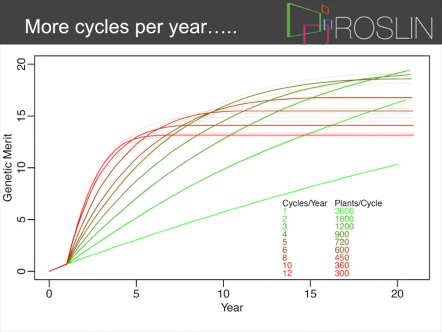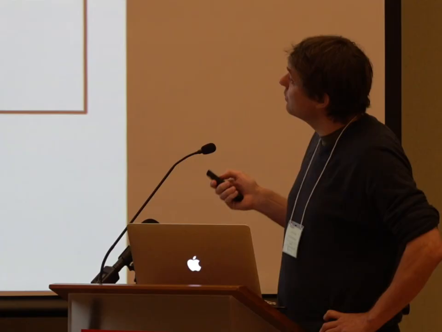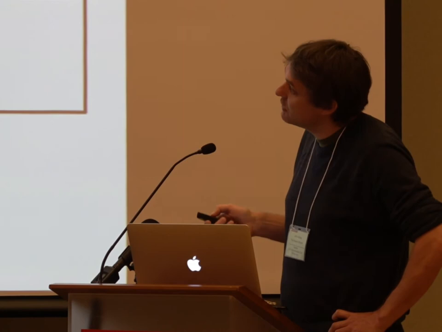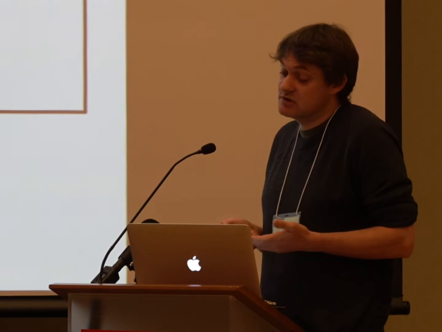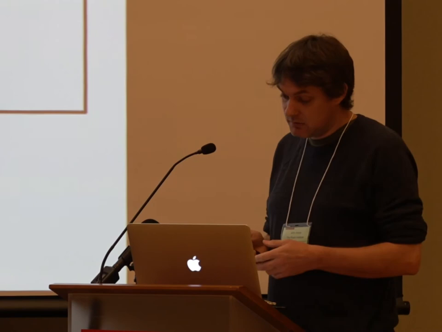And what we see is that at one cycle per year, we get this linear increase. If we increase the number of cycles per year, initially we get massive increases in genetic gain, but very quickly we exhaust our genetic variance, and this process doesn't work essentially, which was a bit disappointing. So then we set about trying to solve that problem, and we again resorted to classic animal breeding tricks to do that.